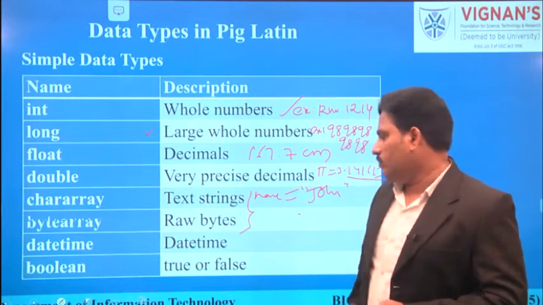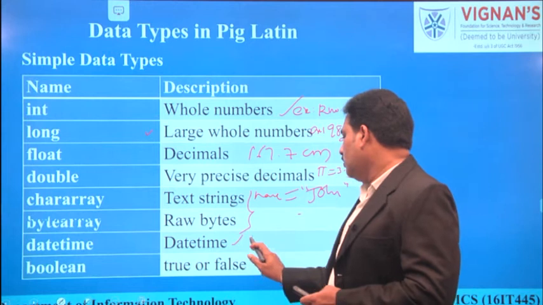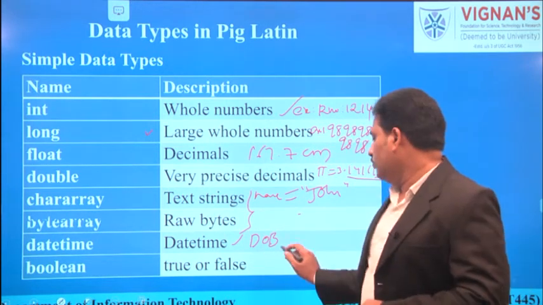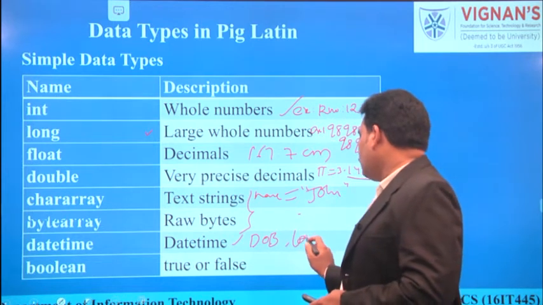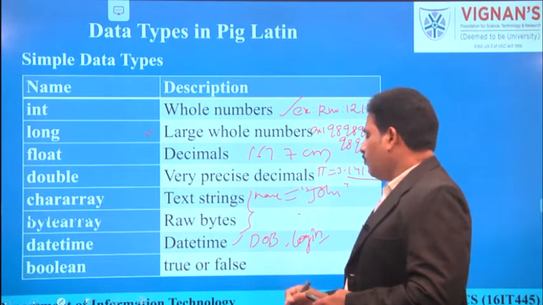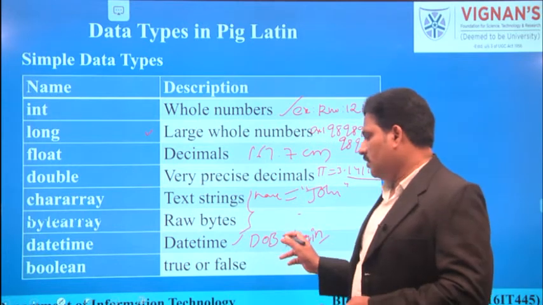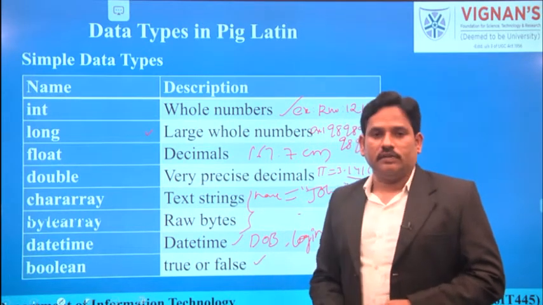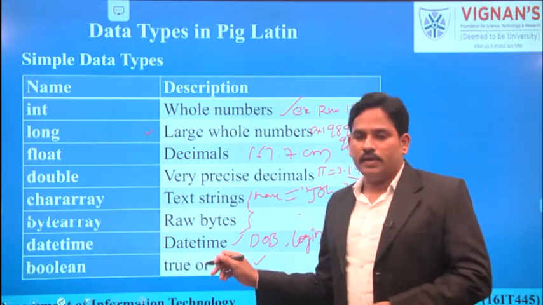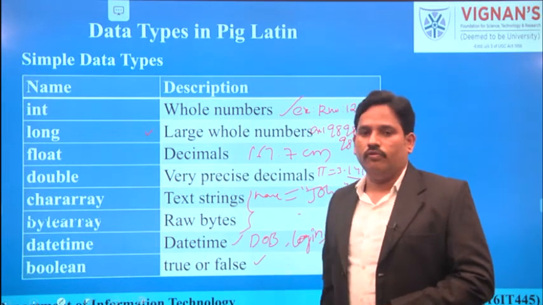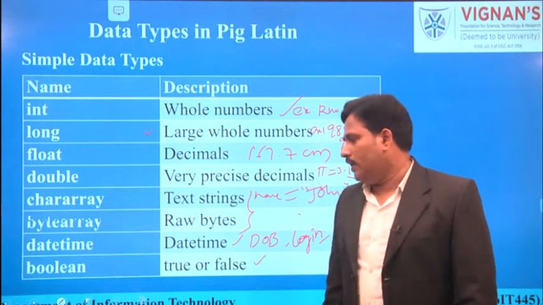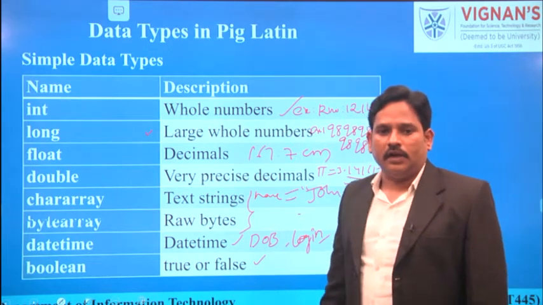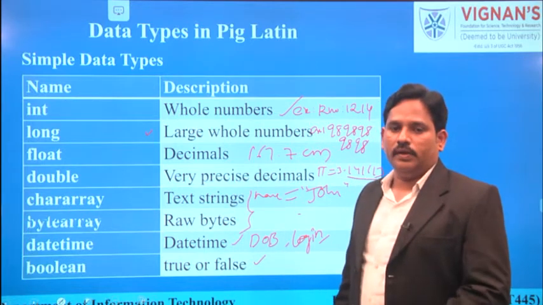And to store date and time information, we can use date and time, like the date of birth of a student, based on the time, event log or login time of a system, file update time and date can be represented using date and time. And to indicate a condition whether true or false, we can use Boolean. So integer, long, float, double, char array, byte array, date, time and Boolean are the simple data types that we can use in Pig Latin.